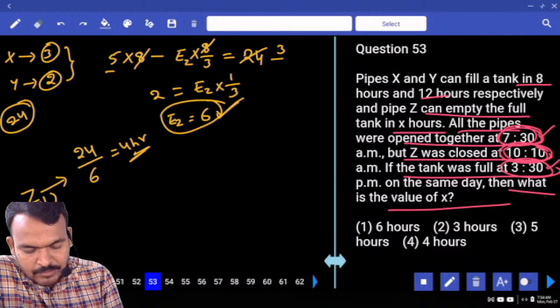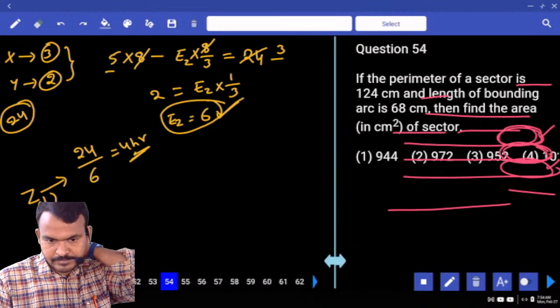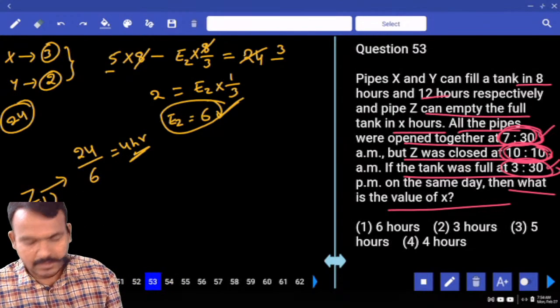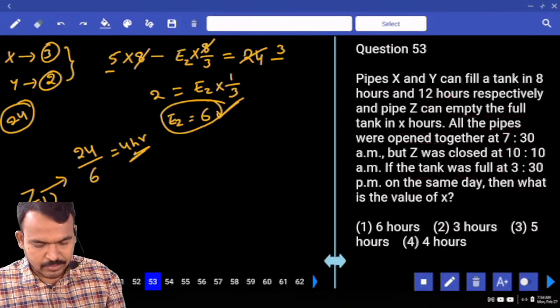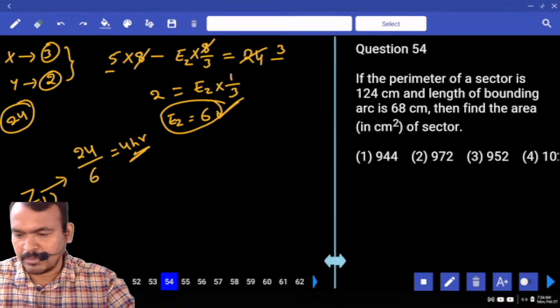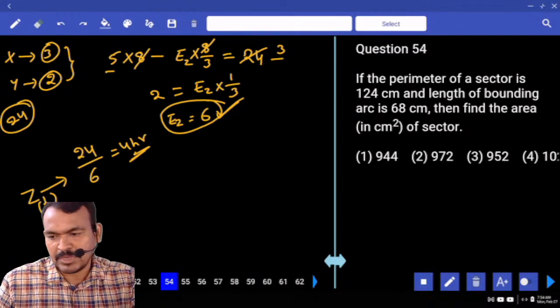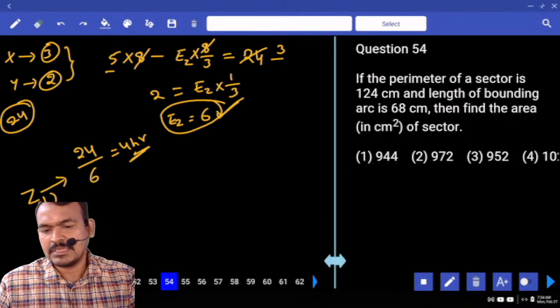Next, question number 54. If the perimeter of a sector is 124 centimeters and the length of the bounding arc is 68 centimeters, then find the area of the sector.